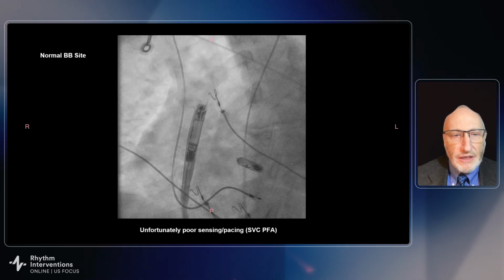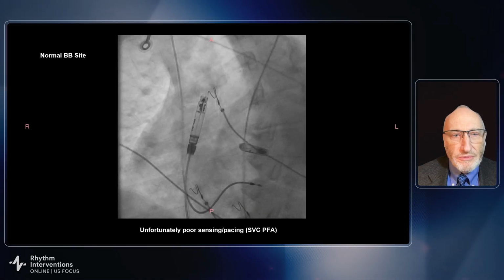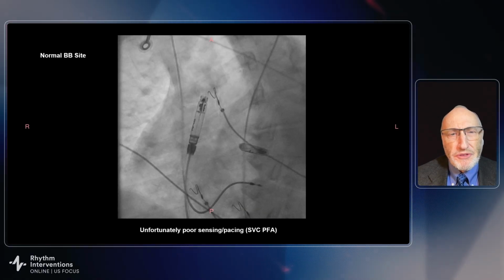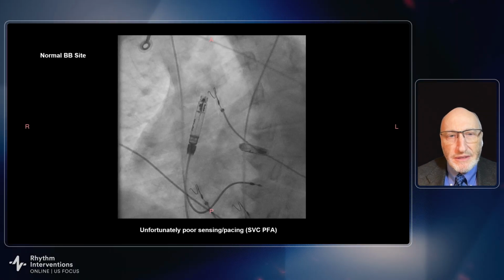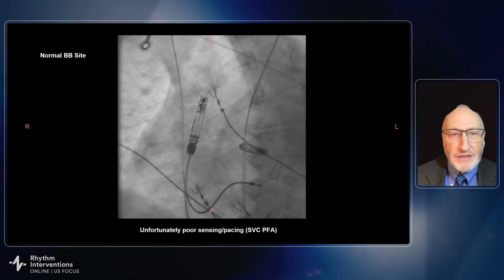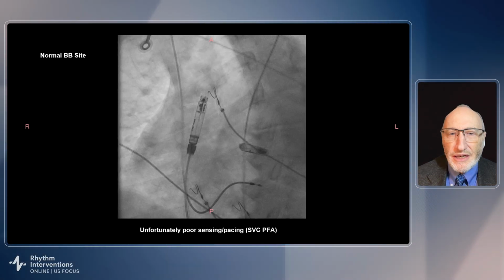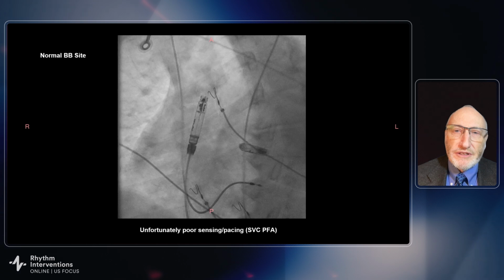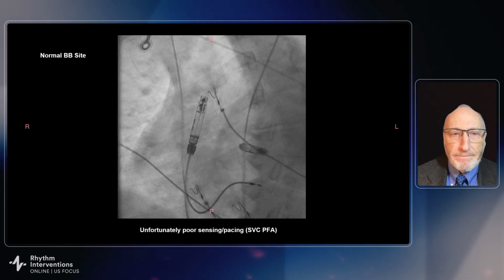So here we exposed it. This would be where we would expect sort of typical position. Unfortunately, probably because of the PFA in that region, we were not able to have successful sensing and pacing.